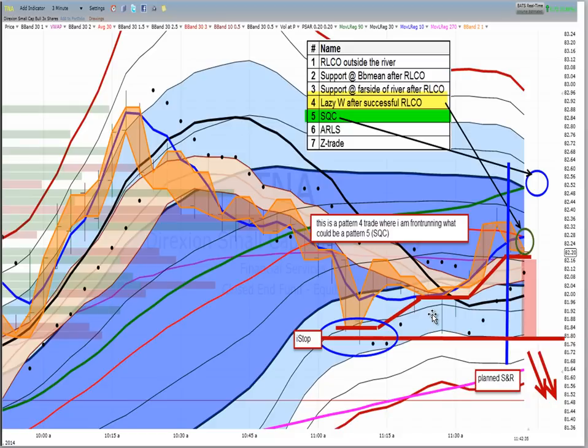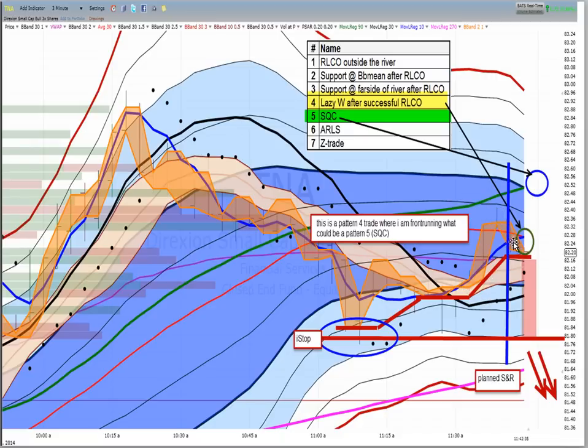I was waiting to see a little more confirmation because it had failed all the way down through here, that I wanted to see a little bit more. Could you take this as a pattern 1? Absolutely. It's a regression line crossover outside the river, entering when the price enters the river. You can actually see this now as a support and then a higher support, and so that's a legitimate entry there. However, I waited.